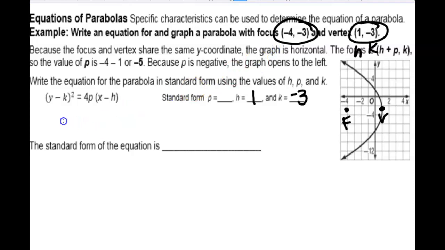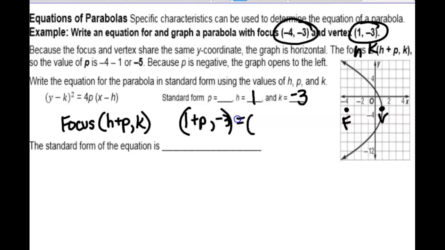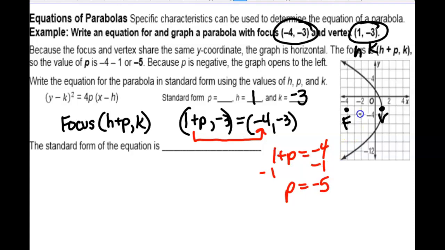When it opens sideways, the focus equation is what? H plus P comma K. So 1 plus P comma -3. What was the focus of this one? -4, -3. So what can you tell me? 1 plus P equals -4. P is -5. This distance should be 5. Okay. This graph paper is lovely. It goes by 2's up and down and 1's across.